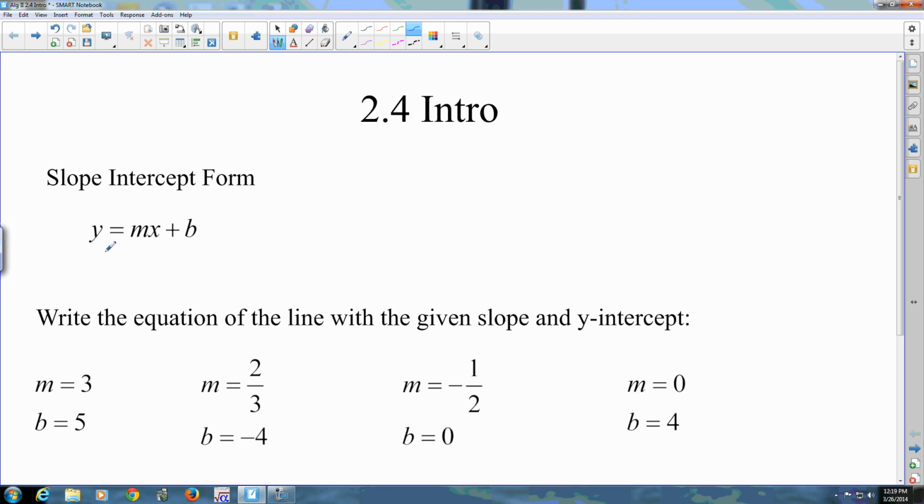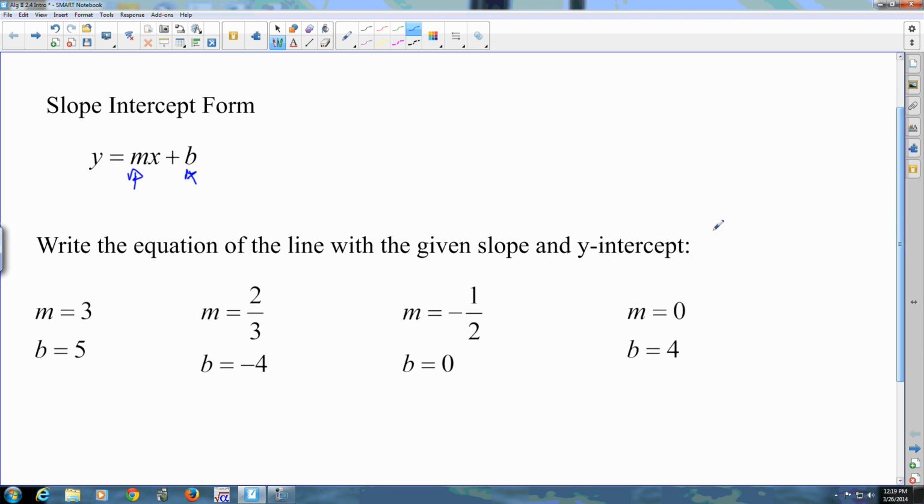So, as I mentioned in the last assignment in 2.3, this is slope-intercept form, where the m is your slope and the b is your y-intercept. First thing you do is to write an equation in slope-intercept form, given the slope and given the y-intercept. You just fill this in essentially and just plug the numbers in.